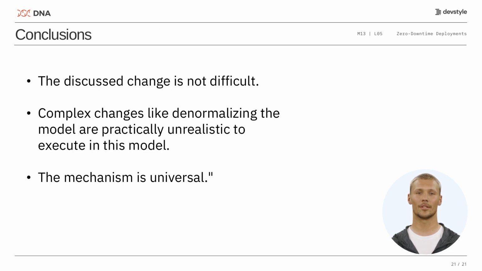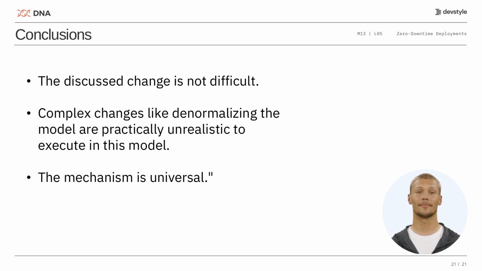What conclusions can we draw from this approach? Firstly, the change we implemented is the simplest example of a backward incompatible change. Secondly, more complex changes, such as schema denormalization or removal of a junction table, are extremely challenging to carry out in this model.